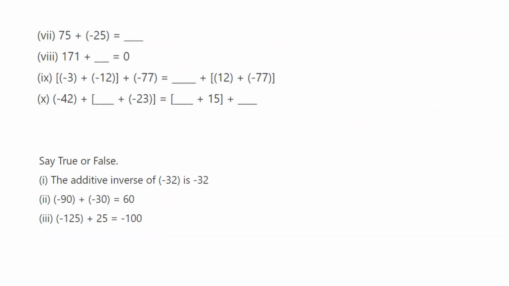Seventh one, 75 plus minus 25 equals dash. One plus, one minus is given. So first subtract the numbers, 75 minus 25, 50. What is the greater number's sign? Here 75 is greater, so the plus sign. So the answer is plus 50.